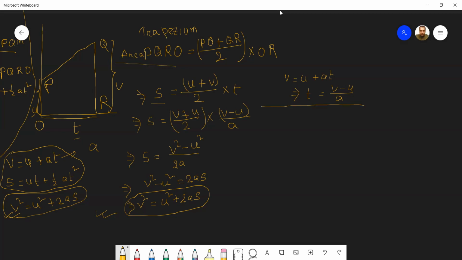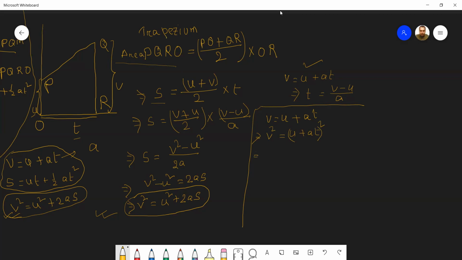So, let us just show it, very simple. You see we already have V equal to U plus AT, right? The same equation we already have got. And we have here V square is equal to U square plus 2AS. So can we just square this equation on both sides? Let us check what happens. So V square is here on the left hand side. Let us just square it. V square is equal to U plus AT whole square.